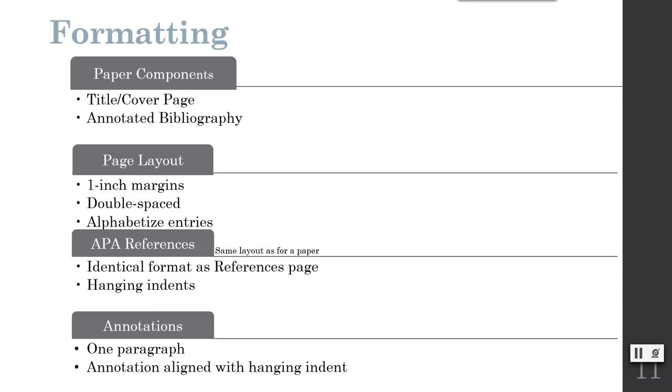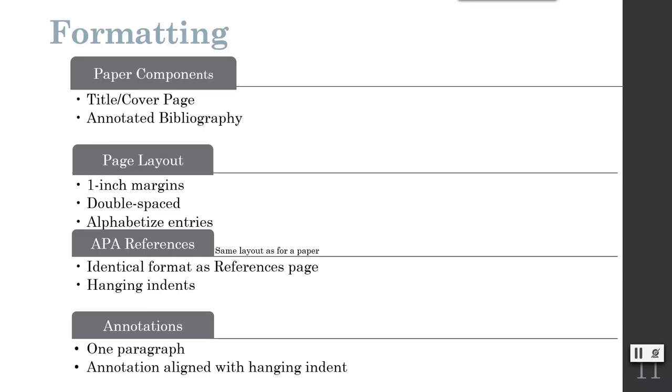Now with MLA, it would be a bit different. You would have on your very first page that heading that gives the basic identifying information, and then you would immediately go into the annotated bibliography. With APA, you would have the title page separate, and then page number 2 would be the annotated bibliography.